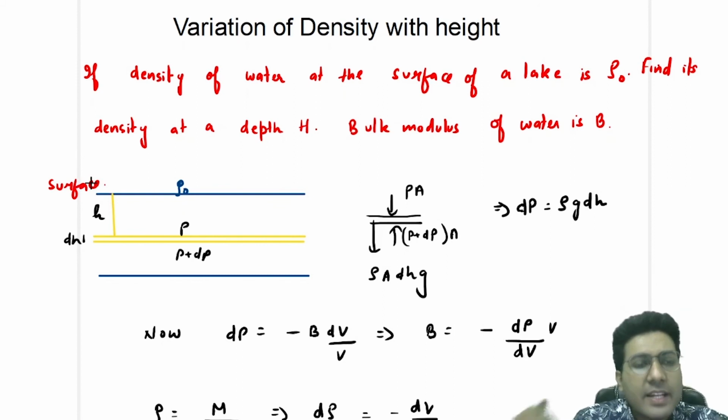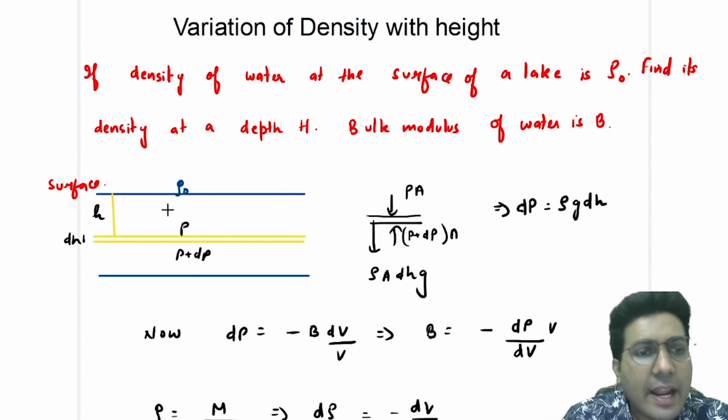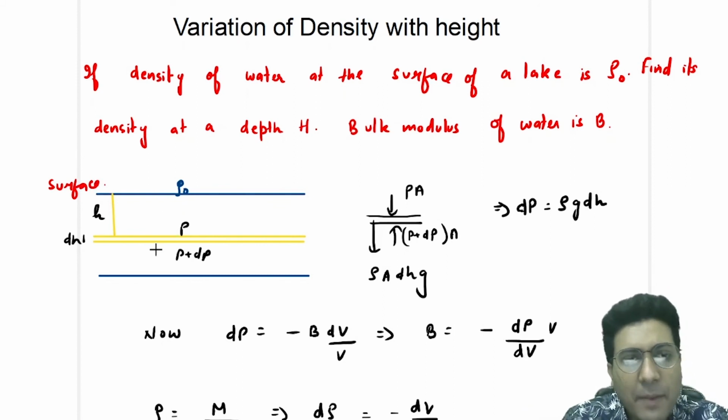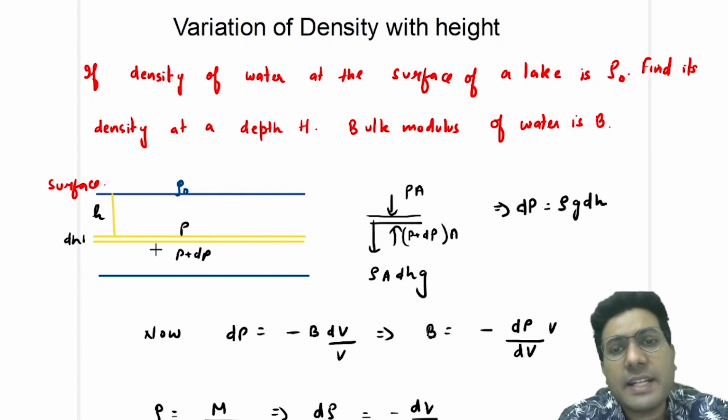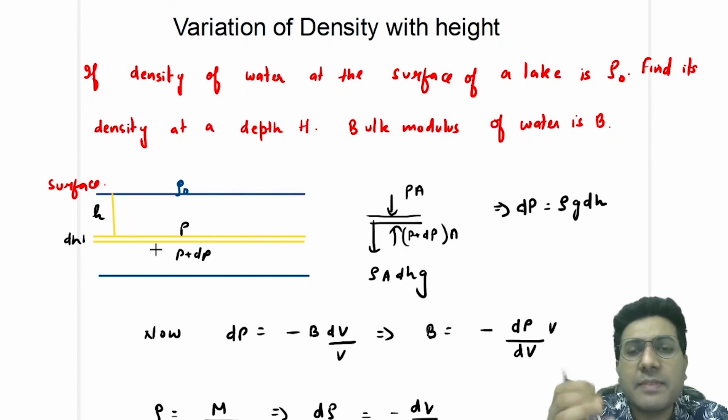And we need to find the density at a depth h. The bulk modulus of water is given as B. Sometimes they also give you compressibility. In that case, you will say that compressibility is equal to 1 by bulk modulus.